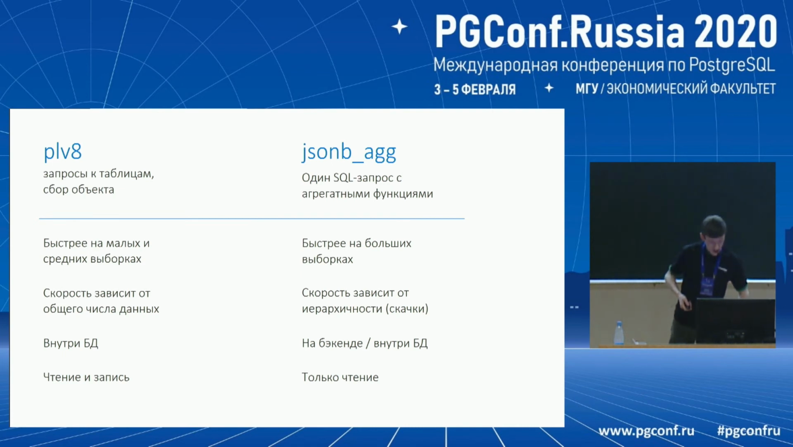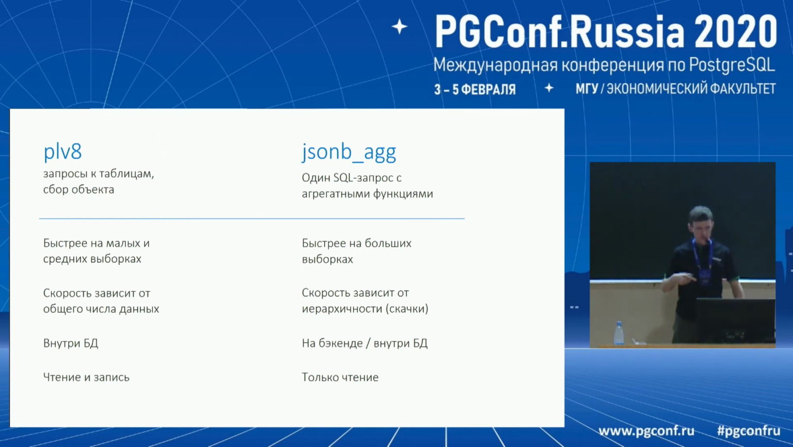So if we compare these two options, we will see that with different data, the picture is the same, but it is similar. It is not identical, but similar. With small quantities, PLV8 is better. At higher quantities, the aggregate function is better.